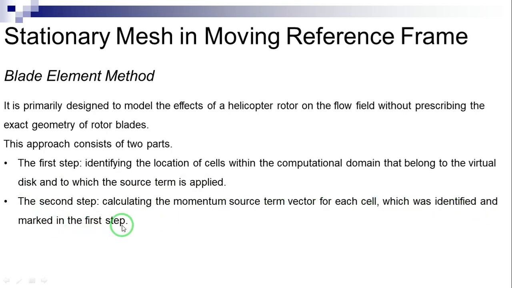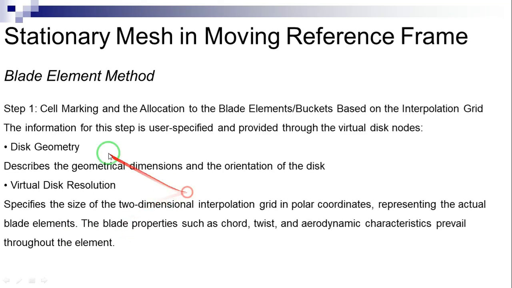Step 1. Cell marking and the allocation to the blade elements buckets based on the interpolation grid. The information for this step is user specified and provided through the virtual disk nodes.